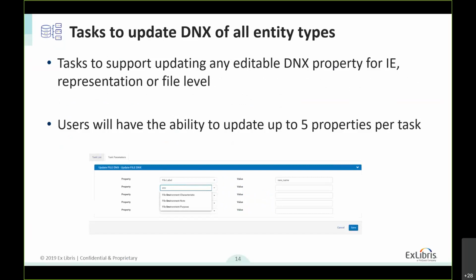So this is a feature which I'm sure will make many of you happy. It is the ability to update any editable DNX property for IE, representation, or file level. Staff members will be provided with a drop-down list and a text box supporting autocomplete, including all the available options per entity type. We did restrict it to 5 properties per task, just to keep control over the job, since we don't usually want to run so many updates in a single job. We'll just see what that looks like.